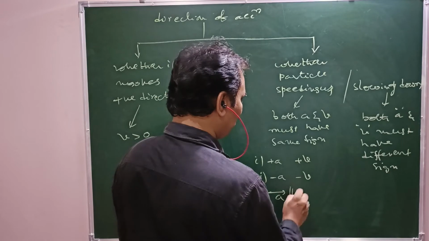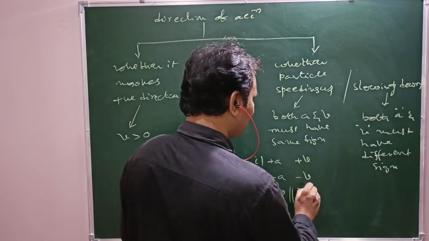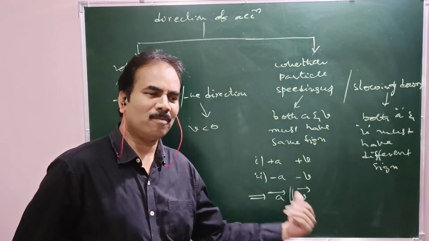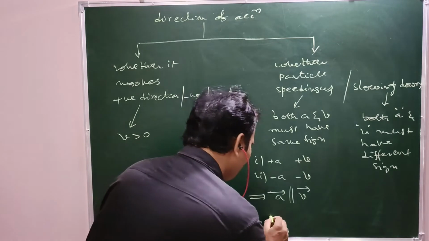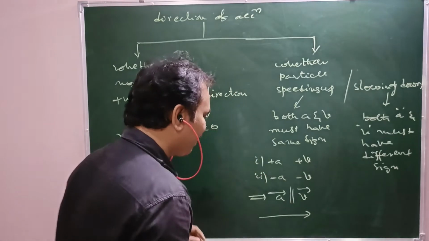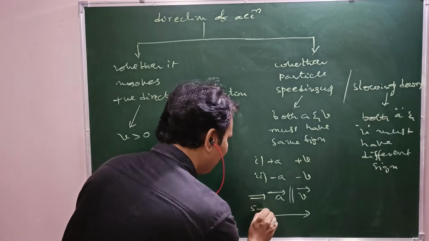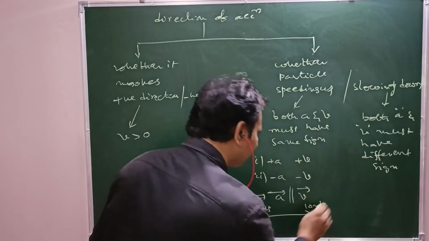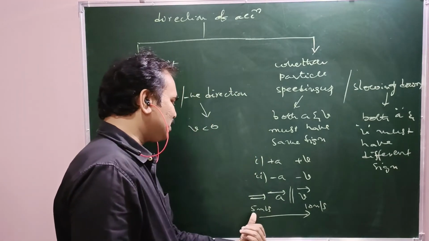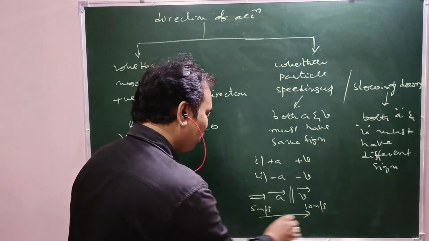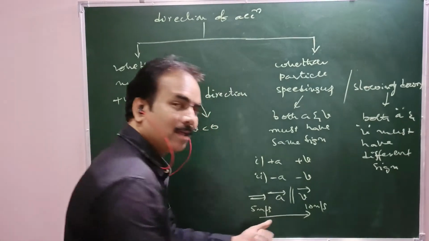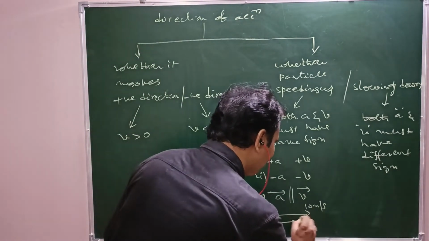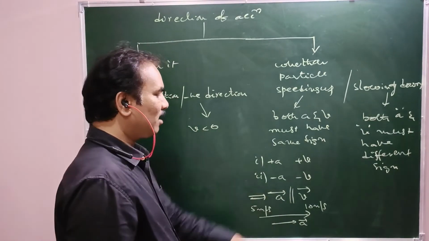In these two cases, acceleration is parallel to the direction of velocity. That means the direction of acceleration is in the direction of velocity, or in the direction of motion of the particle. See, this is the path followed by the particle. Here, 5 meters per second is the velocity. Here, 10 meters per second is the velocity. As time passes, velocity increases from 5 meters per second to 10 meters per second. This arrow mark is the direction of motion. Now, what should be the direction of acceleration? In the direction of motion of the particle, right? So A bar is parallel to V bar.